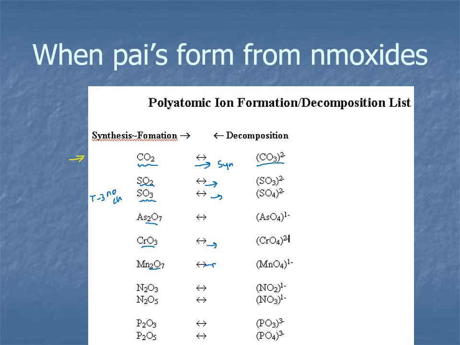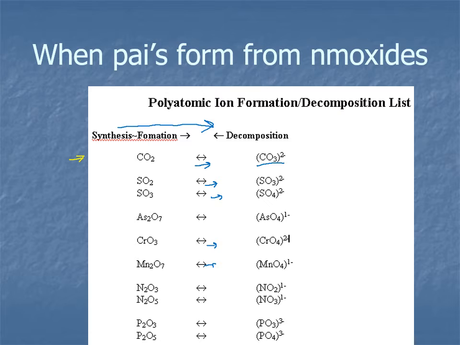So you look at your nonmetal oxides here on this side, or anything on this side, and then you predict what polyatomic ion it'll form on this side. So notice the synthesis formation goes this way, and we can use this chart, by the way, to go backwards and go decomp, but we're using synthesis.